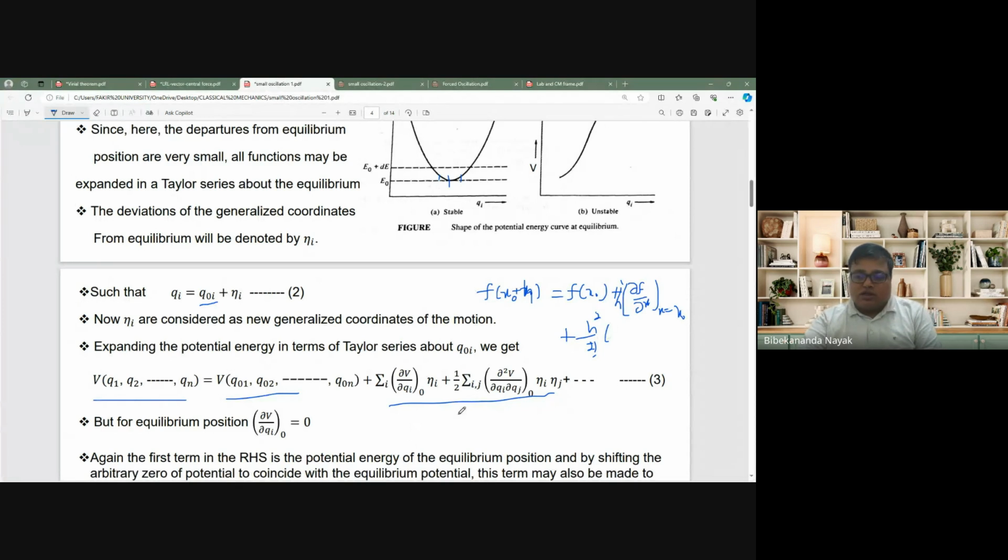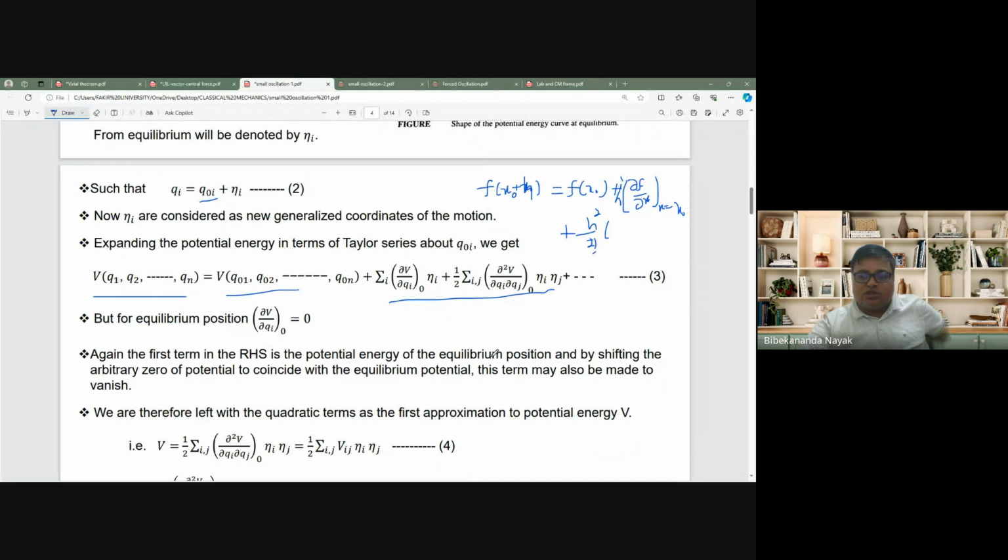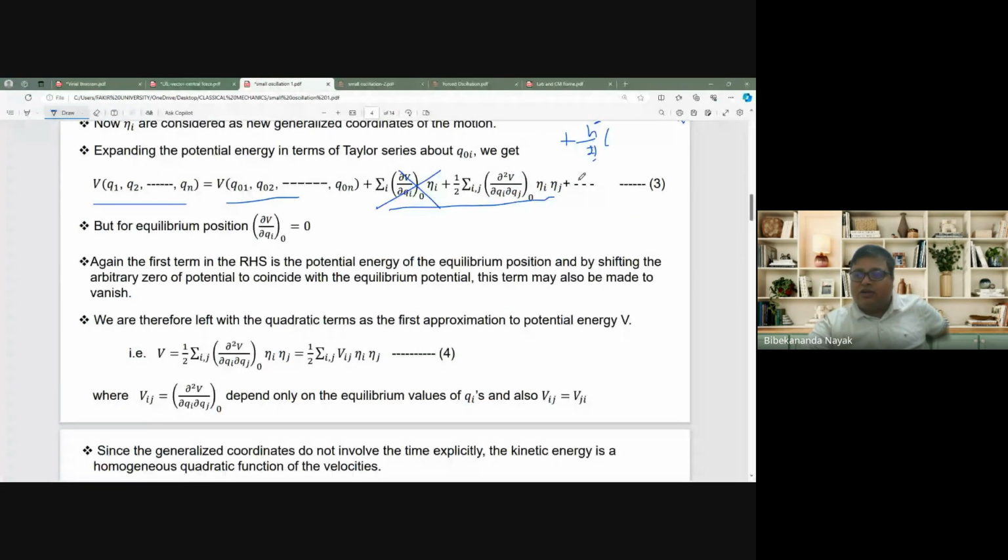You know that. But at the equilibrium position, we know that del V by del q is 0, so this term is 0. So we have only two terms. Neglecting higher terms, we only keep two terms. The first term on the RHS is the potential energy at the equilibrium position, and by shifting the arbitrary zero of potential to the equilibrium, it is a constant equilibrium potential plus this. Now, let us set this equilibrium potential to 0. You can set it. So now V is equal to this term.